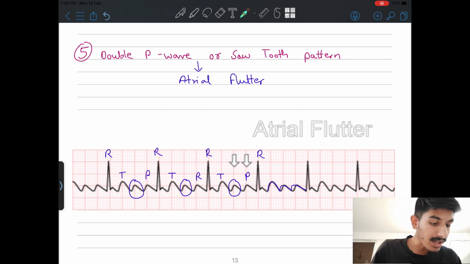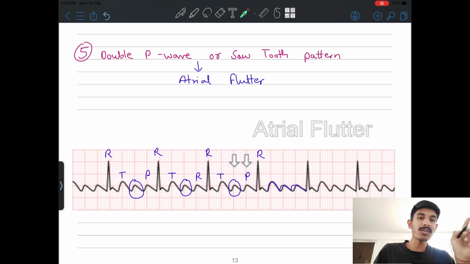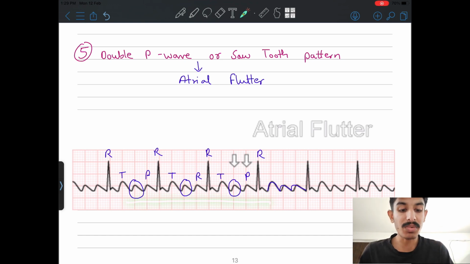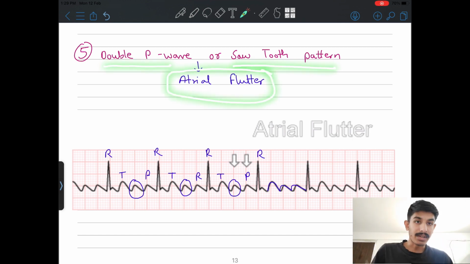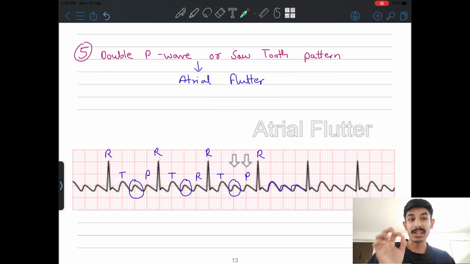As you can see here, 3, 3, 3, and there must be only T, some flattening of the line, and again one elevation which is the P wave. So here two elevations are coming. That's why I call it double P wave. So it is also known as sawtooth pattern, and it is of atrial flutter, not atrial fibrillation. I am saying atrial flutter. Both things are different. In atrial flutter, the P wave is double and it gives a sawtooth appearance. That's why always make a difference between them.